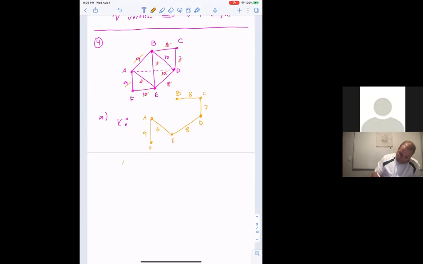So it was first AE, CD, BC and ED were both 8, and then AF is 9. What's the minimum cost? Well, we just add it together. 8 plus 8, 16, 16, 32, 38. So min cost is $38,000.